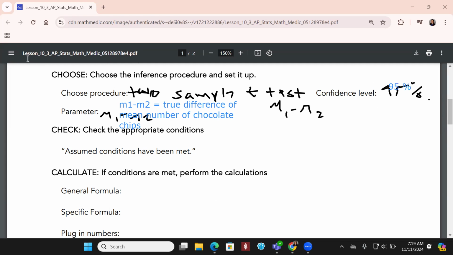Let's see if I can get this next part. The general formula is your point estimate plus or minus the margin of error. Now here's the hard part, the specific formula. This might be really bad actually, but we're going to try it.